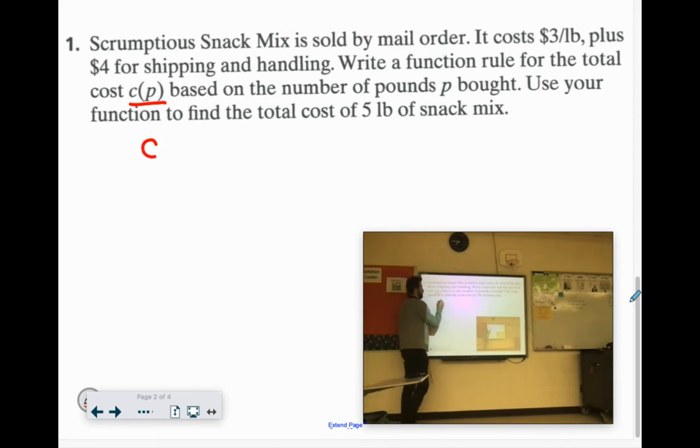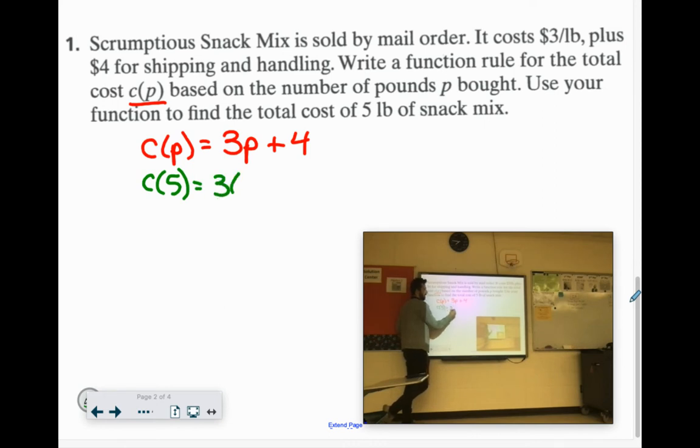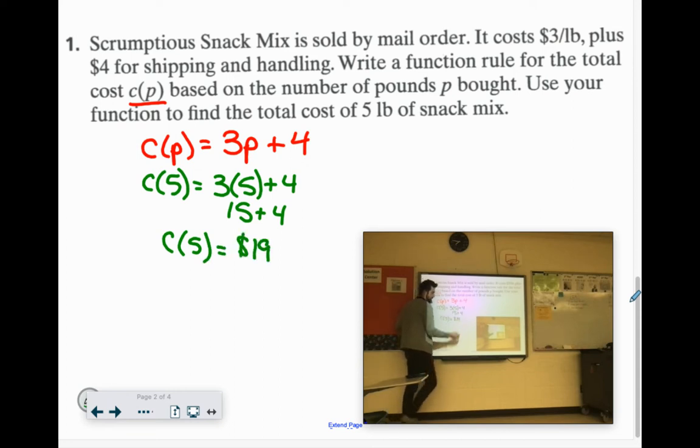So we'll say C of P equals, and how would we calculate how much it's going to cost? Well, you have to pay the $4 of shipping, plus you also have to pay the $3 per pound. So we'll say 3P plus $4 shipping and handling. Use your function to find the total cost of 5 pounds. So C of 5 equals 3 times 5 plus 4. 3 times 5 is 15 plus 4 would give us 19. So C of 5, again, we don't do anything with that, equals $19.